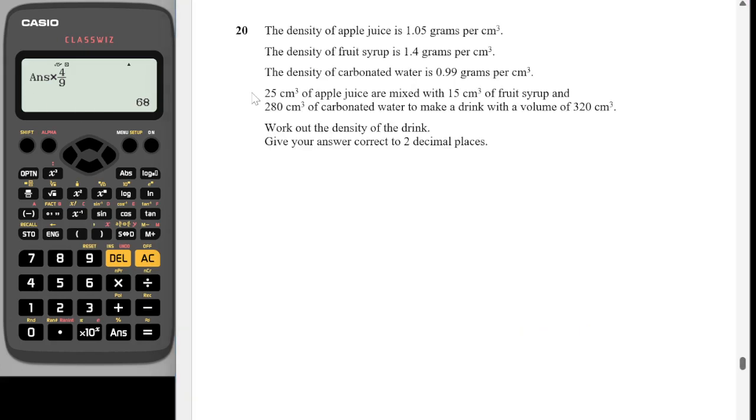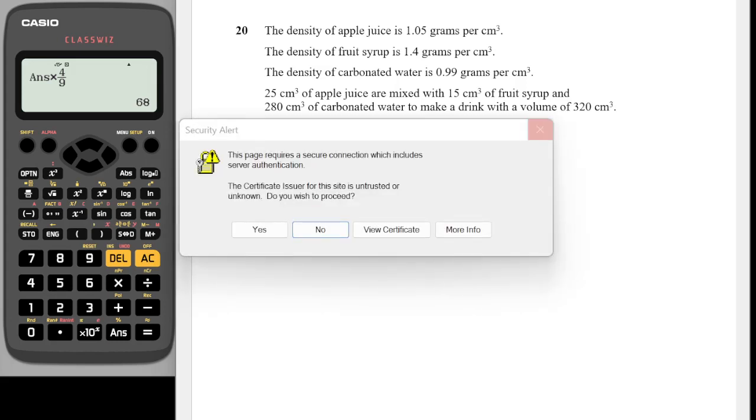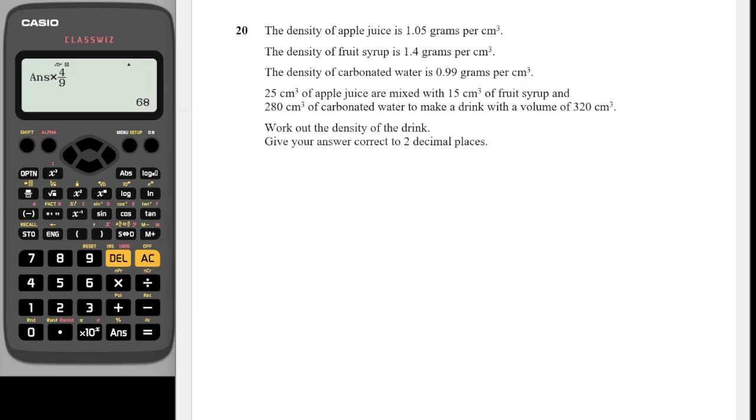Okay, question 20. The density of apple juice is 1.05 grams per centimeter cubed. The density of fruit syrup is 1.4 grams per centimeter cubed. The density of carbonated water is 0.99 grams per centimeter cubed. 25 centimeters cubed of apple juice is mixed with 15 centimeters cubed of syrup and 280 centimeters cubed of carbonated water to make a drink with a volume of 320 centimeters cubed. Okay, work out the density of the drink.